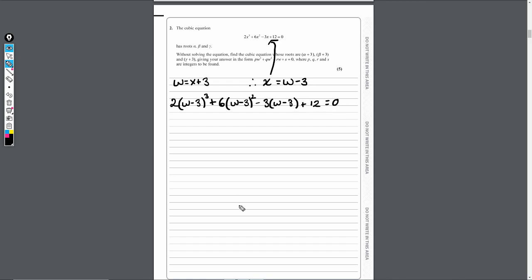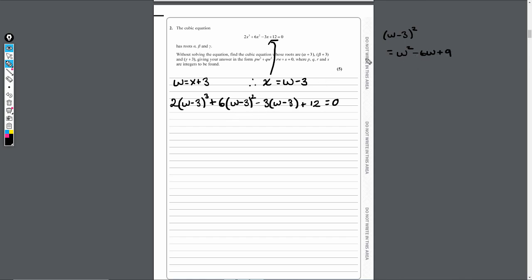Okay, so now we're going to have to start expanding my cubed expression here, my squared expression, and then just simplify everything. So to perform this, I'm just going to write out what w minus 3 squared will be first. So that'll be w minus 3 squared, which will be equal to w squared minus 6w plus 9. Okay, so that's that part there.